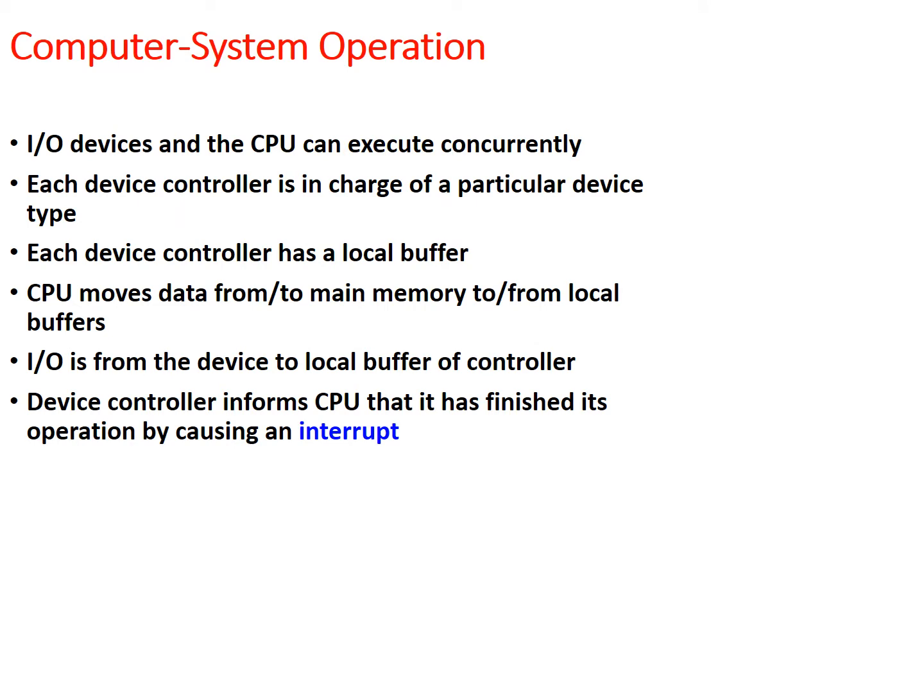In computer system operation, input and output devices and the CPU can execute concurrently. Each device controller is in charge of a particular device type. Each device controller has a local buffer. The CPU moves data to main memory from local buffers. Input and output is from the device to the local buffer of the controller.